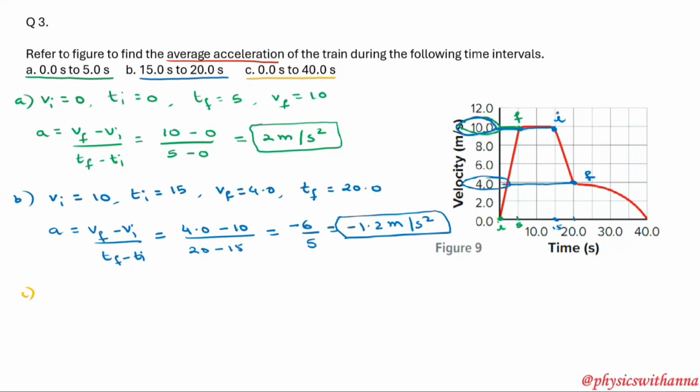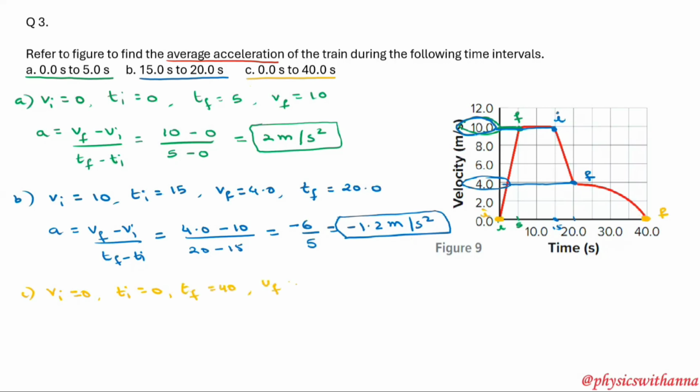So t equals 0 is over here. So this will become my initial. Initial point is at the origin. And at the origin, all values are 0. So initial velocity will be 0. Initial time will also be 0. T final is at 40 seconds. So this is my final value. So T final will be 40.